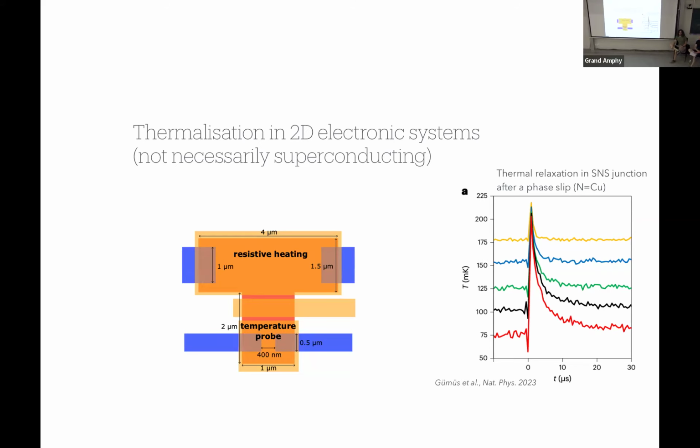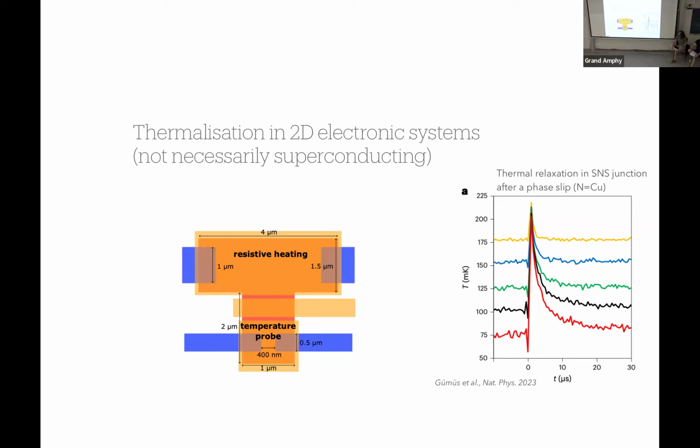We also have a thermometer on this absorber. All this is in galvanic contact. Then we can convert our measurement into a temperature signal. What I show on the right side is a phase slip in a Josephson junction that translates into a heat spike. And then you can see the magnitude of this heat spike and its relaxation.